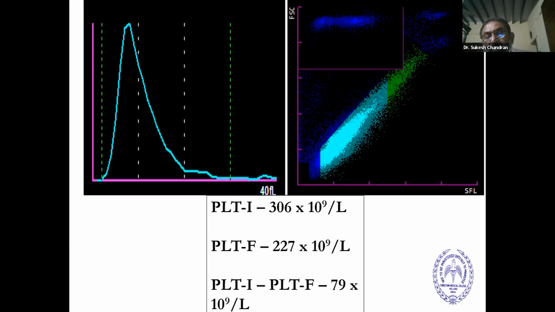You can realize that when fluorescence is there, there's something called background noise, and they eliminate a lot of platelets based on background noise. So small platelets will be missed by fluorescent platelet count. They may not be missed by optical platelet count, but the fluorescent platelet count will miss the small platelets.